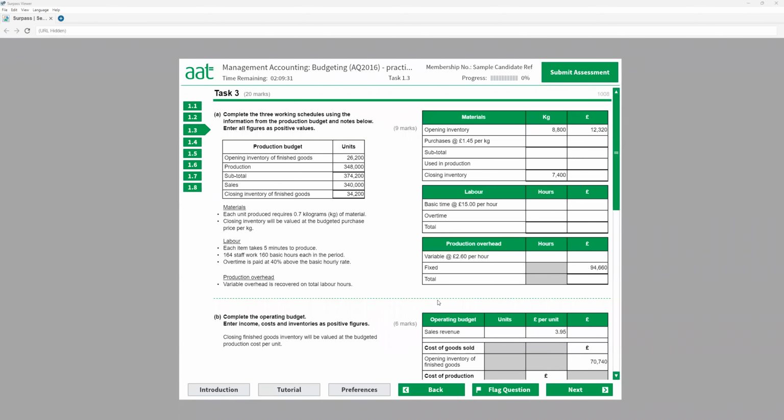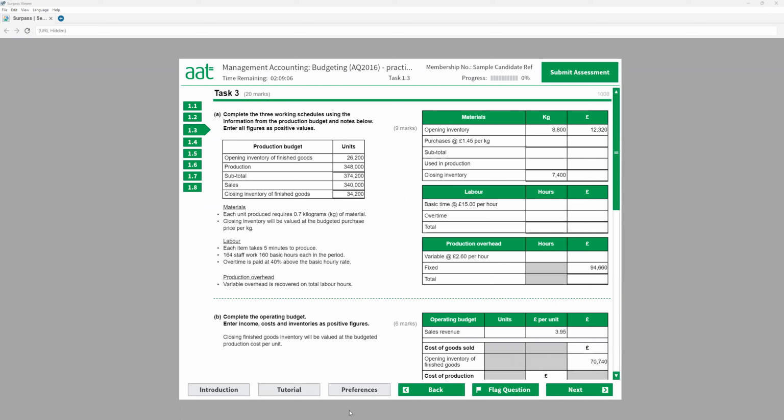Hello, everyone. In this session, we're going to look at question number 3 from Management Accounting: Budgeting AQ16. This is Practice Assessment 1 from the AAT website, and we are looking at the question for 20 marks. This is one of the very important and very common questions in the exam. So let's have a look.